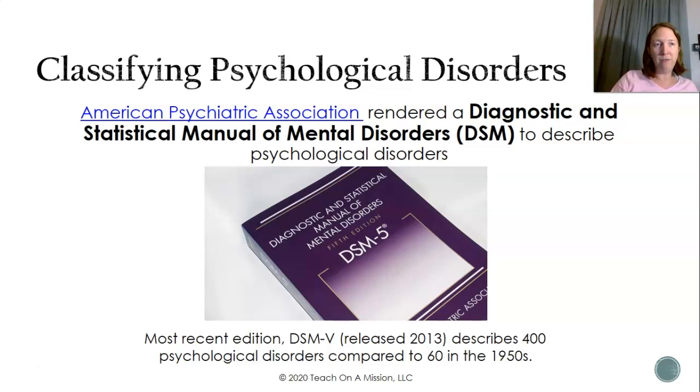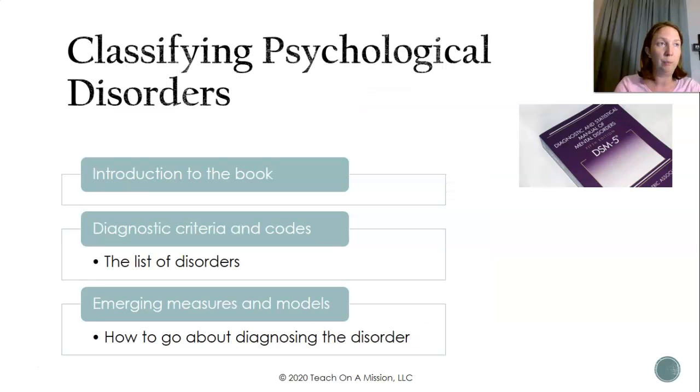The DSM-5 is the latest edition from 2013. Before that, the DSM-4 was the edition that had been in existence since the 1950s. And in the 1950s, it only identified 60 psychological disorders. And in the 2013 version that is still in use today, it describes up to 400 different psychological disorders. You will not be tested on that, but it gives you some good perspective on how far we've come in terms of classifying and diagnosing and treating psychological disorders.